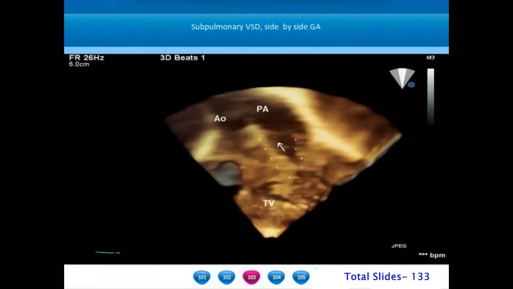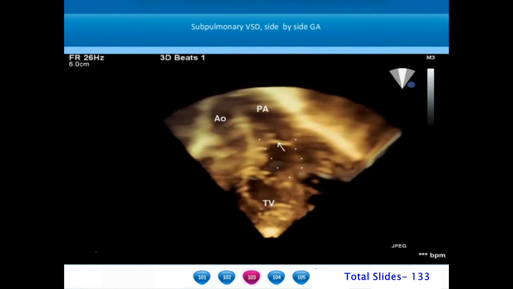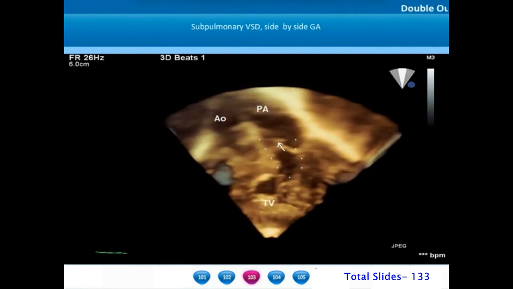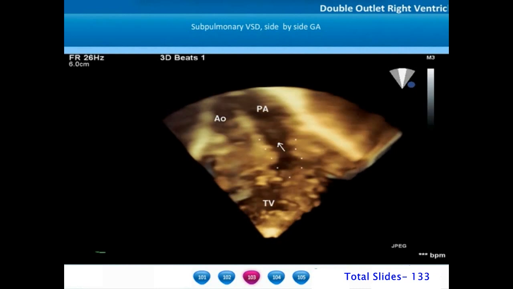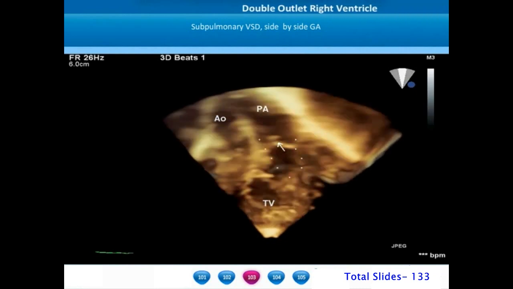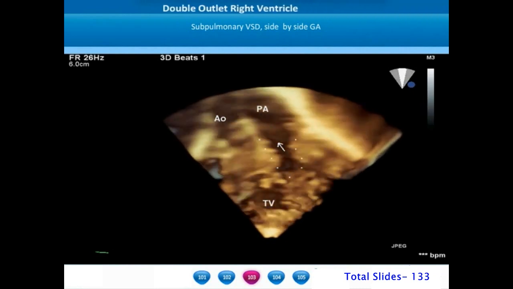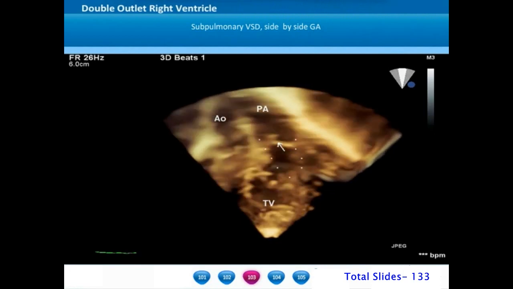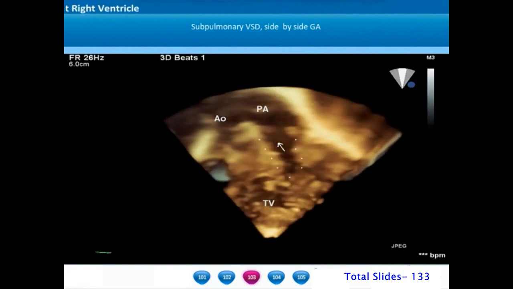We will be able to route this subpulmonary VSD by putting a patch around the VSD margins towards the pulmonary outflow tract. A subsequent performance of an arterial switch operation will complete a biventricular repair.